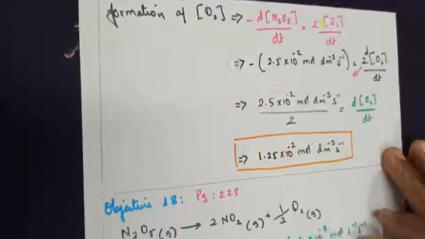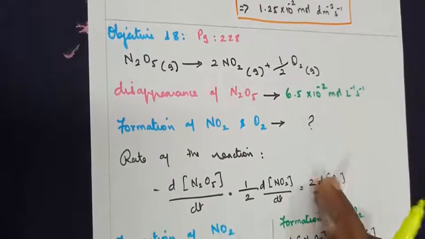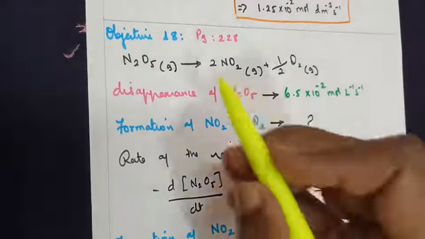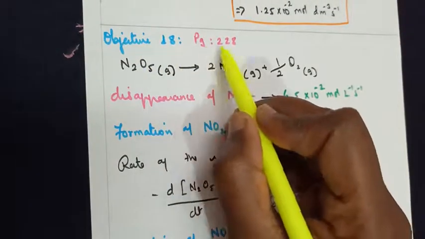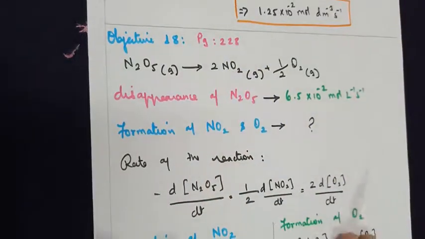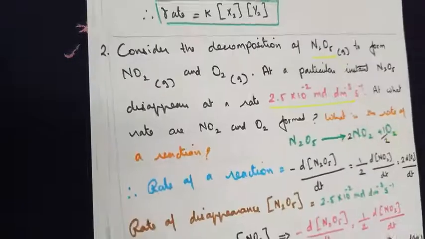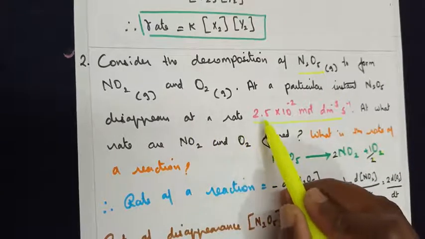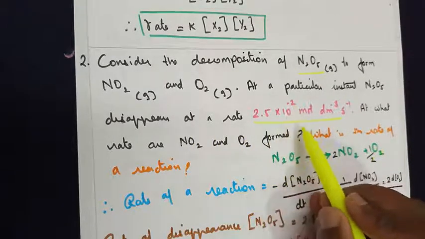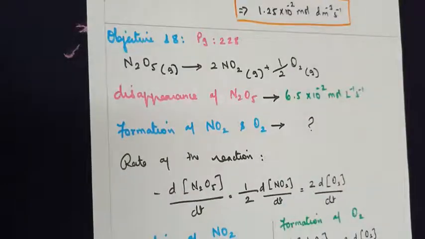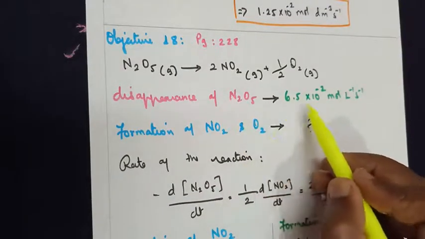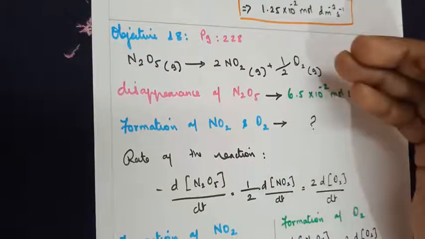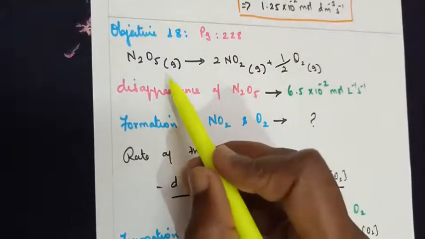The answer is over. Now, though these questions are worked in the textbook, it's my duty to tell you once again. Now, objective 18, page number 228. Now, the same question is given. Same question that we worked out. Here, the disappearance rate is given to be 2.5 into 10 to the power minus 2 mole. They have given. Now, in this case, they have just changed the rate value from 2.5 to 6.5. The same question is given to you, same reaction.